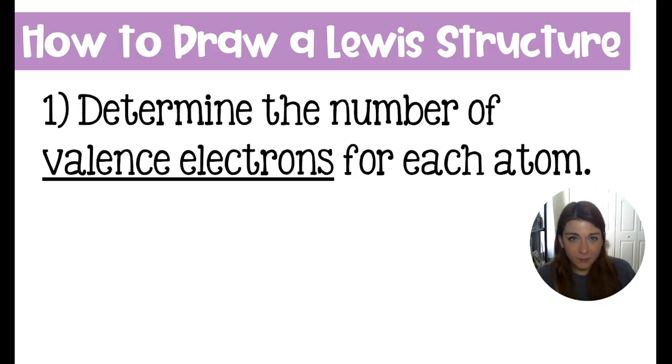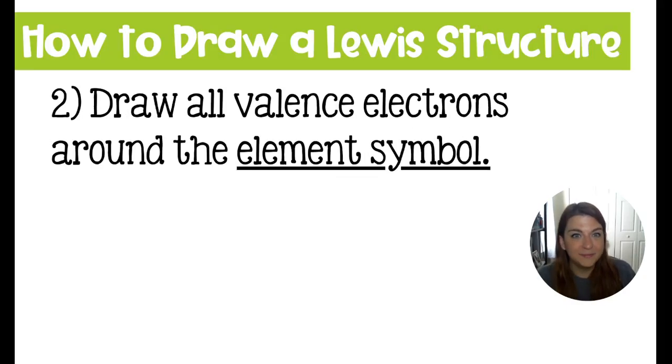So when we're drawing inorganic binary Lewis structures, we are going to determine the number of valence electrons for each atom. You just do that using the periodic table. Remember, everything that's in group 14 has 4 valence electrons, 15 has 5, 16 has 6, 17 has 7, 18 has 8, but we're not bonding with them because they already have a full valence shell.